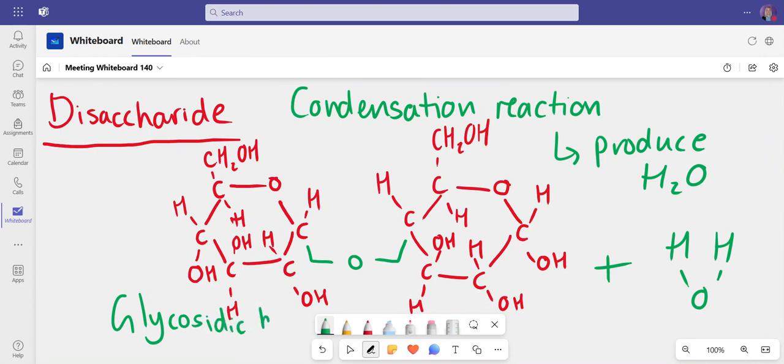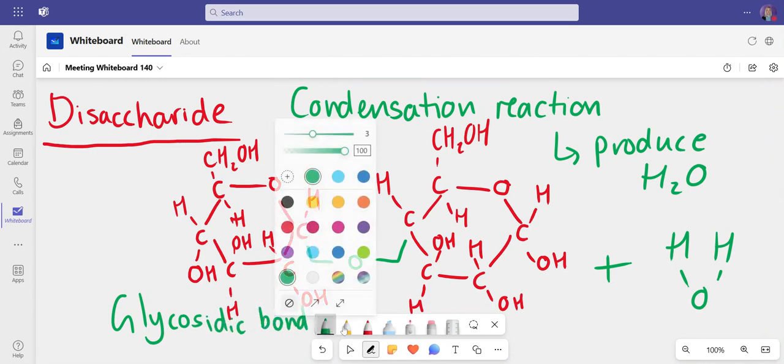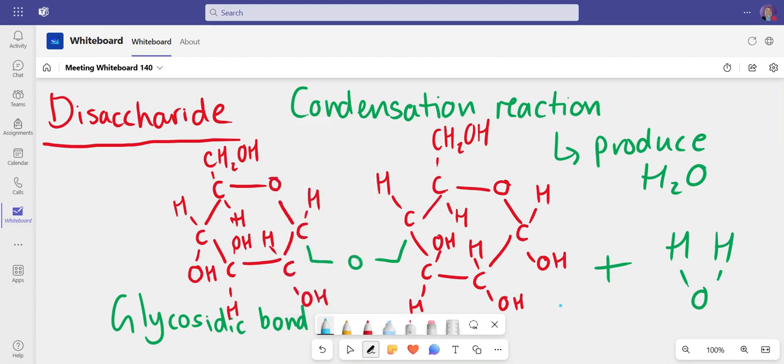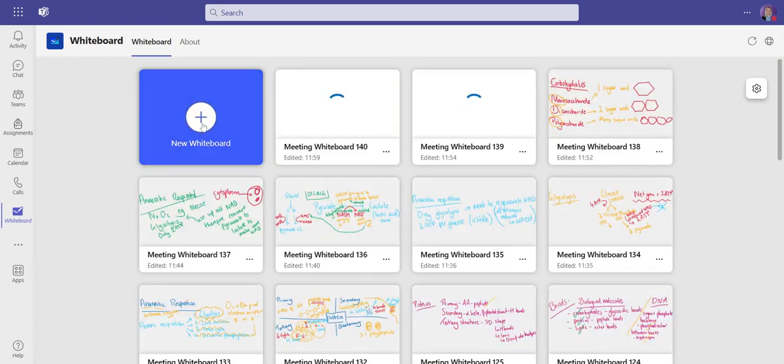Glycosidic bond. And it's actually more specifically a 1,4 glycosidic bond, because remember how we label our carbons? 1, 2, 3, 4, 5, 6. And same here. 1, 2, 3, 4, 5, 6. Because it's going between carbon number 1 and carbon number 4, it's a 1,4 glycosidic bond. Okay. Now, there's a few different disaccharides that you need to know the names of.